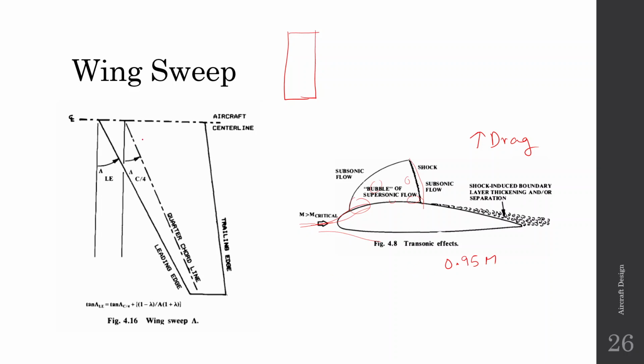So let us say that for a normal wing, the MCR was 0.9. If you sweep the wing, then the MCR might become 0.95. So you get some more margin to fly faster. So this is the utility of wing sweep.